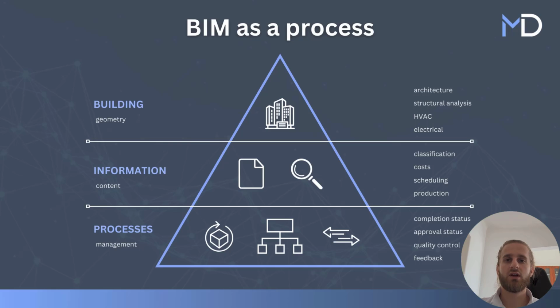BIM as a process involves managing the model, including seeing the status of completion, approval, quality control, and feedback. It is important to understand that only if all 3 points are covered, we can say that BIM is applied.